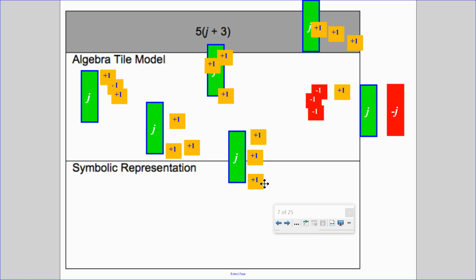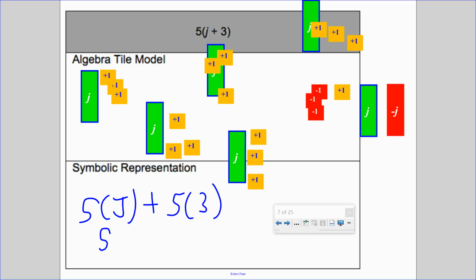So how many groups of j's do you see? I see 5 j plus, how many groups of 3? 5 groups of 3. So 5j plus 15. If someone had shouted out 15 plus 5j, that would have been acceptable. Yes, because when you add or multiply, it doesn't matter where the terms are located. You will still be equivalent. Again, I'll be honest, I do it this way: 5 times j plus 5 times 3.